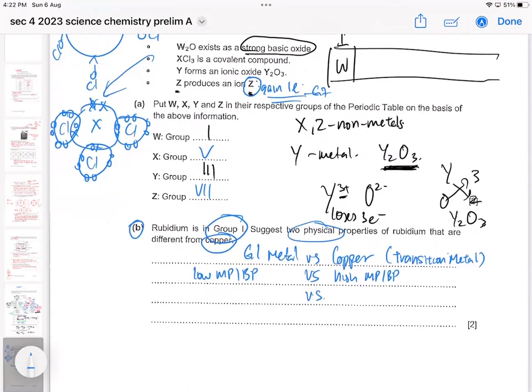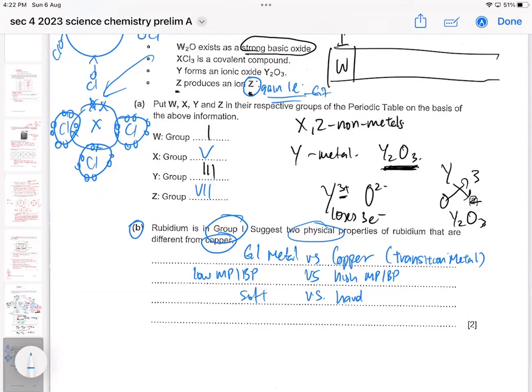What do I mean by that? That means if you take a piece of metal and hit your head, you feel that it's painful because it is hard. Whereas a group 1 metal is soft. How soft is it? It can be cut by a knife. Okay, so these are the two main differences between the group 1 metals and the transition metals.